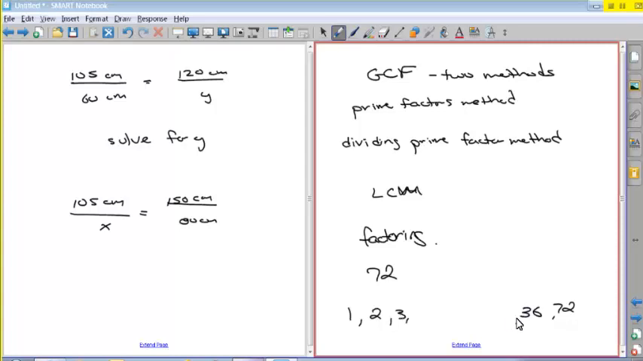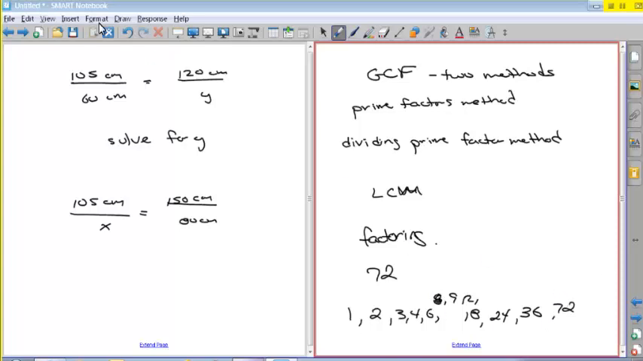So with the one on the test, 72 divided by 2 is 36, 72 divided by 3 is 24, 72 divided by 4 is 18, 72 divided by 6 is 12, and 72 divided by 8 is 9. And so that's factorization.